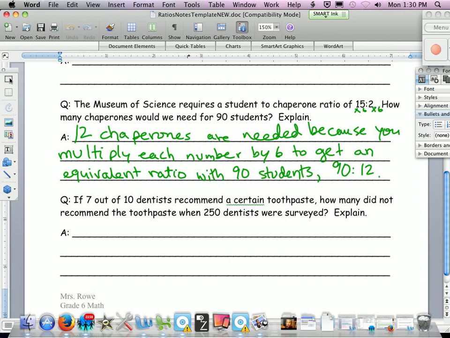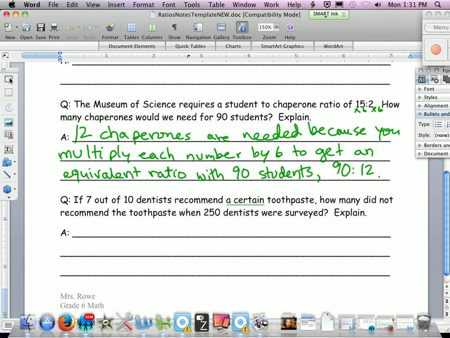This one is actually an example of the distributive property as well. Some people multiply the other, and then subtract. Other people subtract first, and then use their multiplier. Right now, a couple people we haven't heard from yet. We have 7 out of 10 recommend a certain toothpaste. There are actually 250 dentists surveyed.